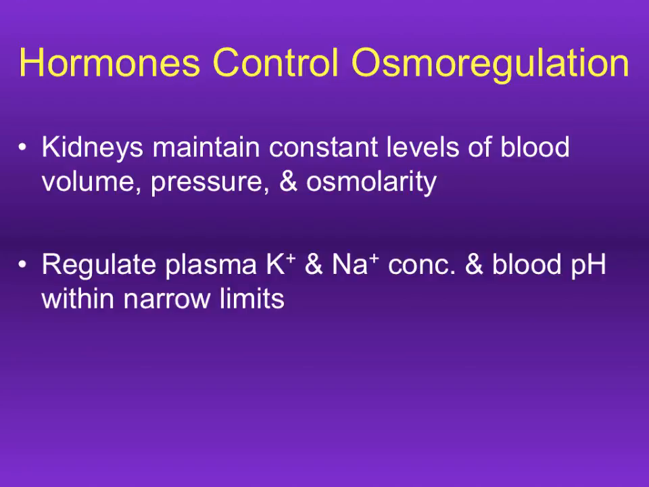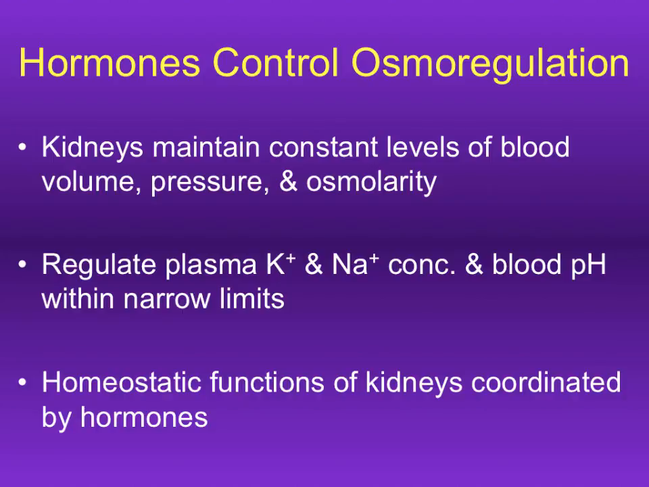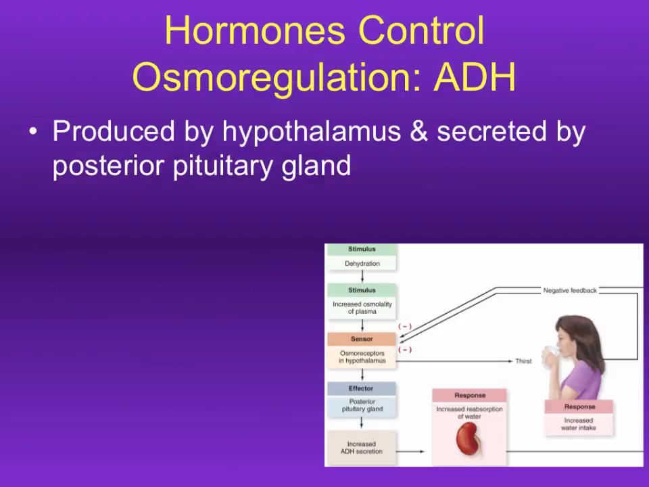So you want to make sure it's the right level. It's also involved in regulating those ion concentrations we talked about and blood pH within fairly narrow limits. So there's a lot of hormone functioning going on here. We saw before we have ADH. We've also seen ANH. We've also seen aldosterone. And all three of those hormones are involved in one way or another with maintaining the right osmolarity of the blood, the right blood pressure, and the right blood volume.